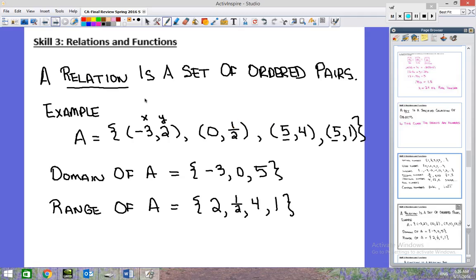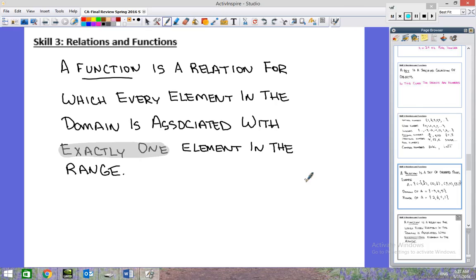So we're interested in a specific type of relation. I like to think of it that if a relation achieves the title, if it gets promoted to the title of a function. A function is a relation for which every element in the domain is associated with exactly one element in the range.